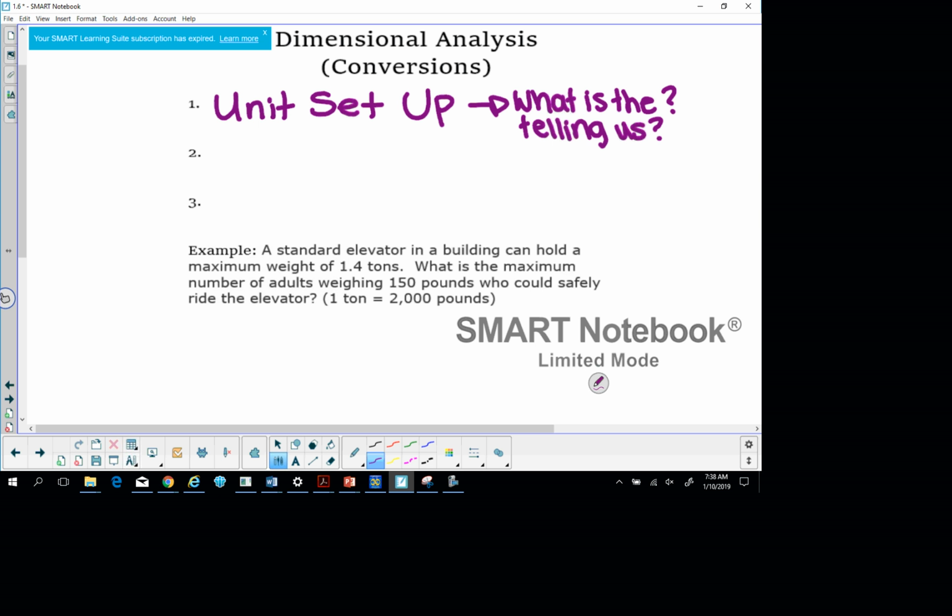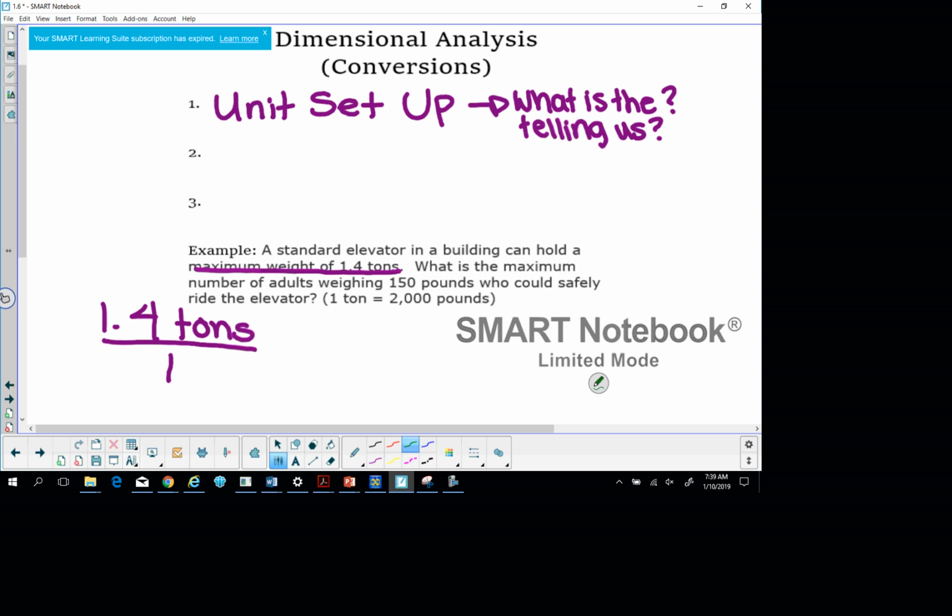So in this situation, I want to figure out, in this particular elevator, what's the maximum weight? What did they say the maximum weight of the elevator was? 1.4 tons. Perfect. So my unit setup is, what is it telling me about this situation? This one's saying it's 1.4 tons on the elevator. So unit setup looks something like that, where it's the unit over 1. Sometimes it will be different if it's something per something. But right here, they're telling me this elevator can hold 1.4 tons.